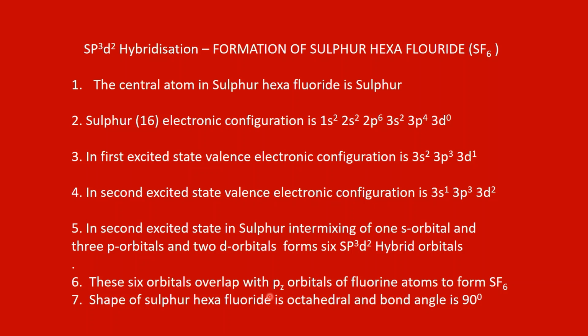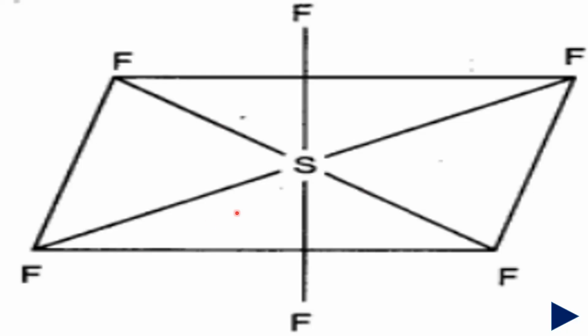These 6 orbitals overlap with pz orbitals of fluorine atoms to form sulfur hexafluoride. Shape of sulfur hexafluoride is octahedral and bond angle is 90 degrees. It is a sulfur hexafluoride structure, octahedral structure. You can observe 4 fluorine atoms in the plane and 2 fluorine atoms out of the plane. So one is above the plane and the other one is below the plane.